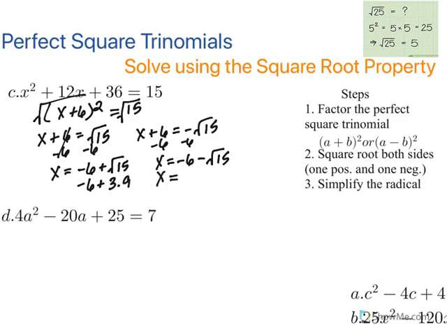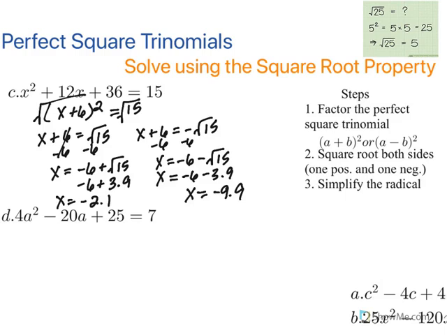So I'm going to have x is equal to negative 6 plus 3.9, and x is equal to negative 6 minus 3.9. And then when I simplify, I'm going to get x is equal to negative 2.1, and x is equal to negative 9.9. When we look at D, we have 4a squared minus 20a plus 25 is equal to 7.